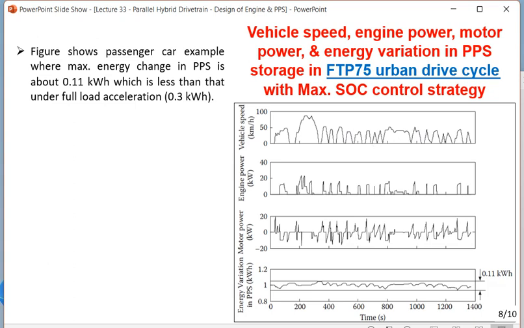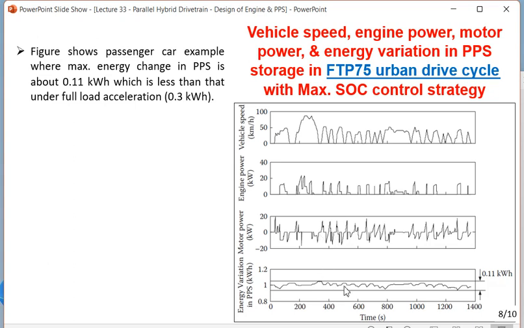Of the four graphs shown, the top graph is vehicle speed versus time. The next graph is correspondingly engine power versus time. Whenever this second big cycle comes, how is the engine power changing? Here we achieve a bigger vehicle speed for a constant period, and engine power is also more, and there is motor power also. Motor power is actually coming from the PPS, so energy variation in the PPS is the main thing we are trying to find out, because this motor is driven by both the PPS and the engine power. The second graph is engine power, the third graph is the driving motor power, and the fourth graph is the energy variation.